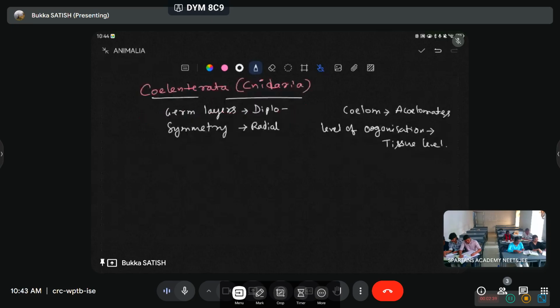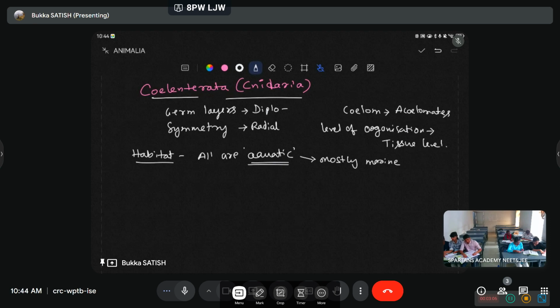Apart from this, just write the habitat. The first thing, all are aquatic only. There are no terrestrial forms in this. Completely aquatic. Right. And in this, mostly marine forms, there are very few freshwater forms. Otherwise, mostly they are marine forms.